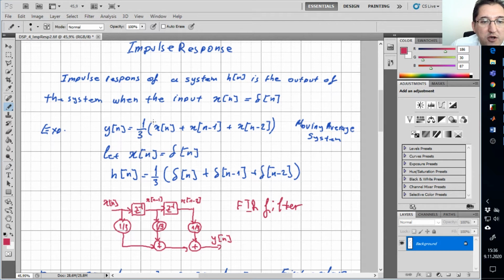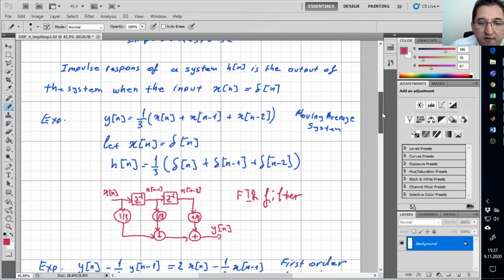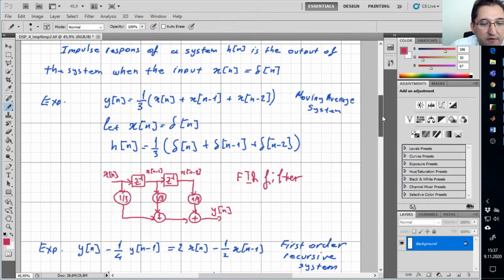Here the coefficients of the filter are 1/3. As you can see here, the addition of three terms will be the output of the system. This is an FIR filter, finite impulse response filter.